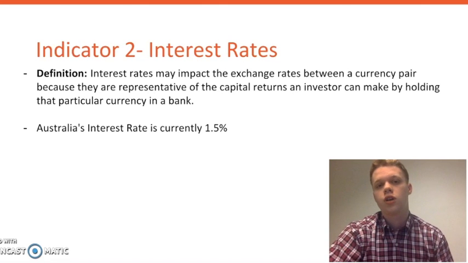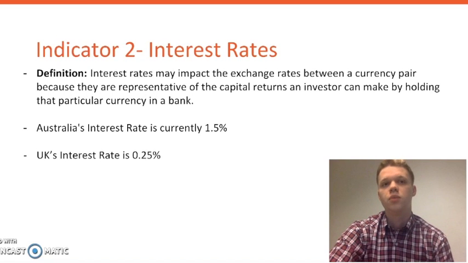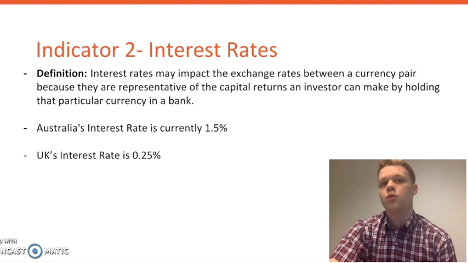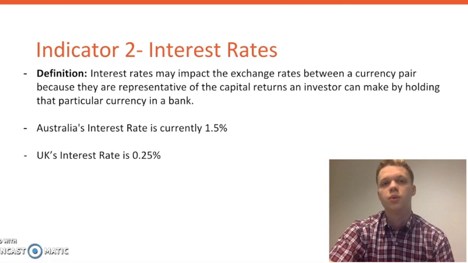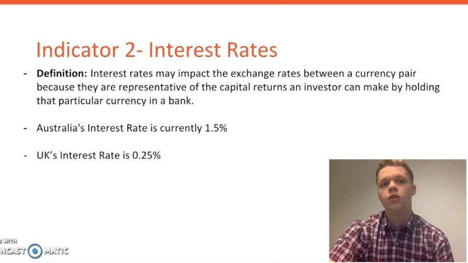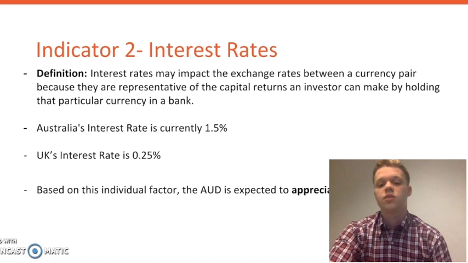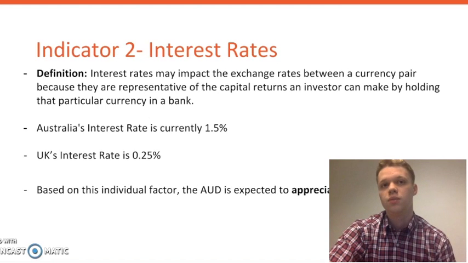In comparison to Australia, according to the Bank of England, UK interest rates are at 0.25%. This low-yield investment opportunity creates little incentive for foreign investors to convert their currency to GBP, thus reducing demand for the sterling relative to the demand for AUD. Based on this individual factor, the AUD is expected to appreciate against the GBP.